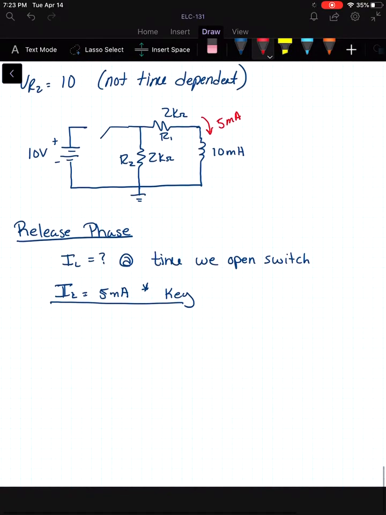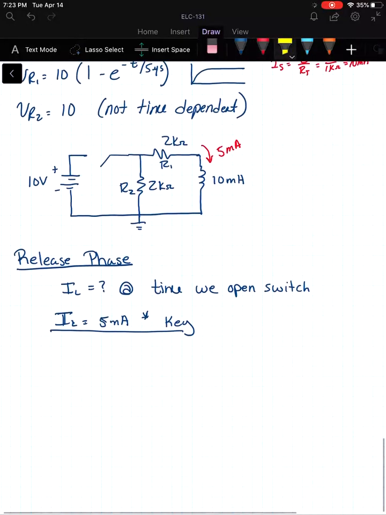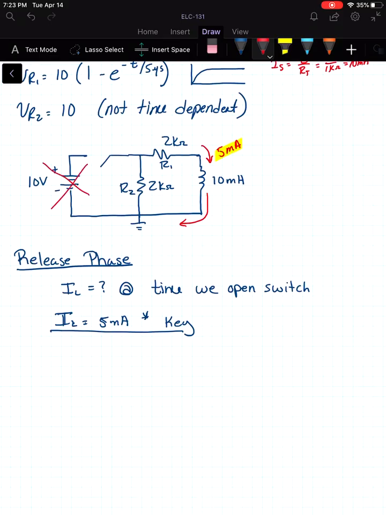5 milliamps. And that's all that matters, is the 5 milliamps. So what we're going to do is our circuit analysis based on the 5 milliamps. The inductor is going to continue to send that 5 milliamps through my circuit, which does not include the source anymore. So that 5 milliamps is going to go this way and then this way, and then back to the inductor. And then as the energy is released back through the circuit, we're going to see everything go to 0.